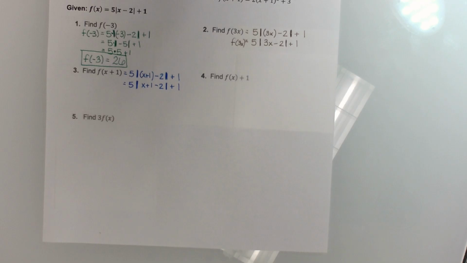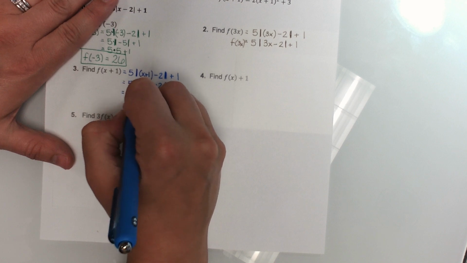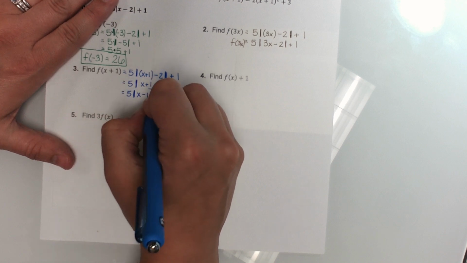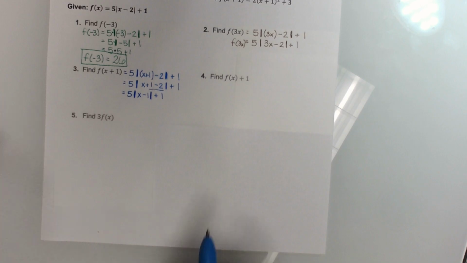Can I simplify inside the absolute value? Yes. I got like terms. 1 minus 2, negative 1. X minus 1. Can I simplify anything outside the absolute value? Can I distribute into the absolute value? No, that's the answer.